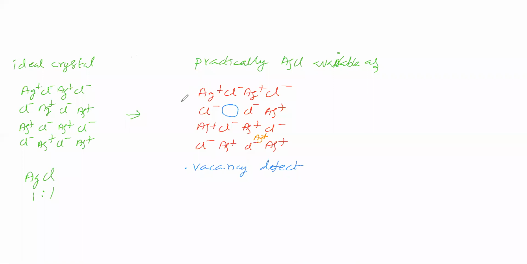Next, we will see this place. Now this Ag plus is occupying this place, and Cl minus is occupying this place. Here Ag plus is there, Cl minus is there. This place is called an interstitial site. Now you see this Ag plus.